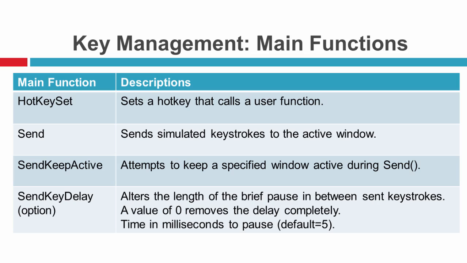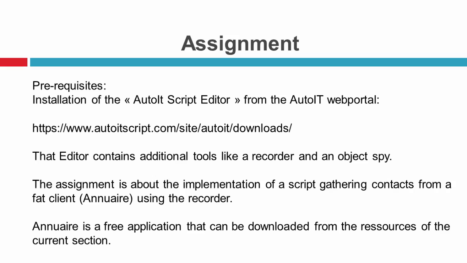Now let's discover the assignment that will use some of those concepts. As a prerequisite, we have to install the AutoIt script editor from the AutoIt web portal. We have here the link to the website for the download, and that editor contains additional tools like a recorder and an object spy. The assignment is about the implementation of a script gathering contacts from a fat client, Annuaire, using the recorder. This fat client, Annuaire, is a free application that can be downloaded from the resources of the current section. So let's start the assignment.